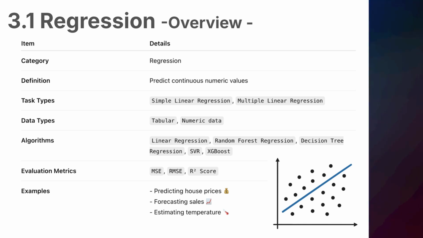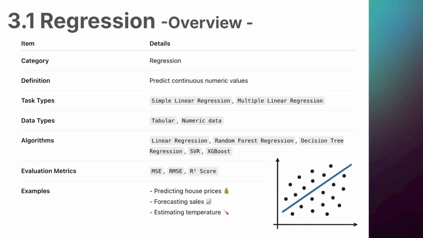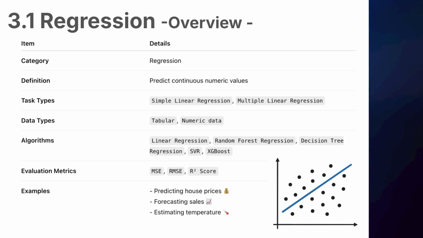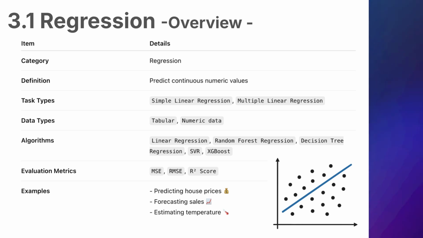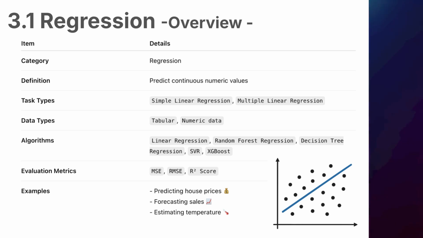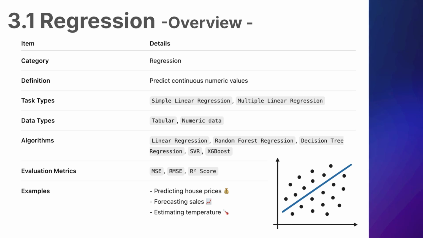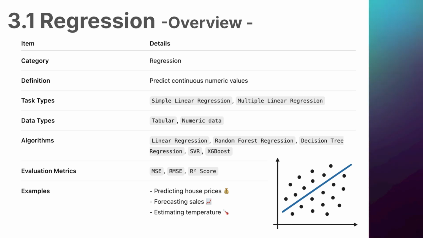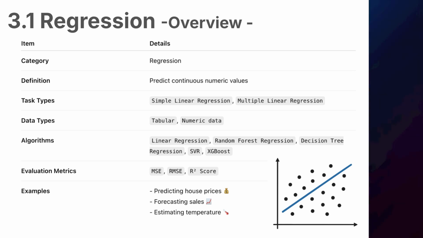Popular algorithms used in regression tasks include linear regression, random forest regression, decision tree regression, support vector regression, and XGBoost, which are all designed to estimate numerical outcomes based on input features. To evaluate how well a regression model performs, we use metrics like mean squared error, root mean squared error, and R-squared score. These metrics measure how close the predicted values are to the actual values.